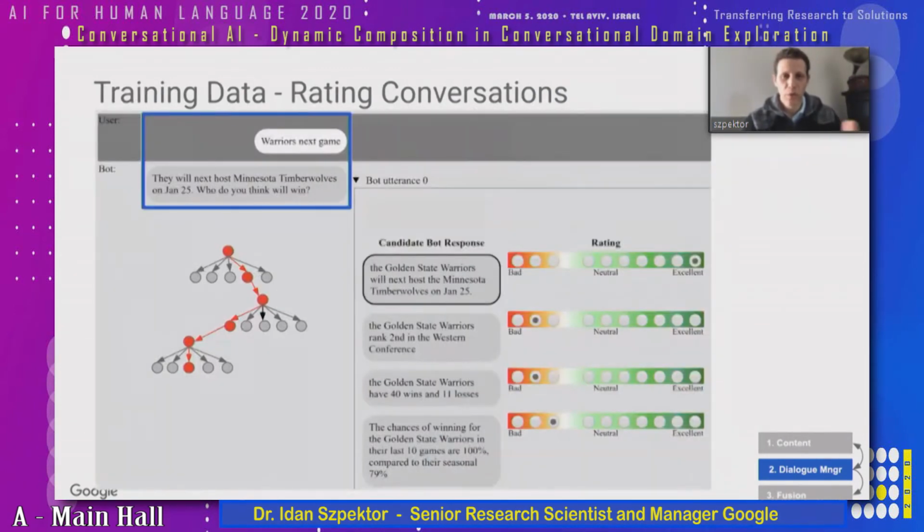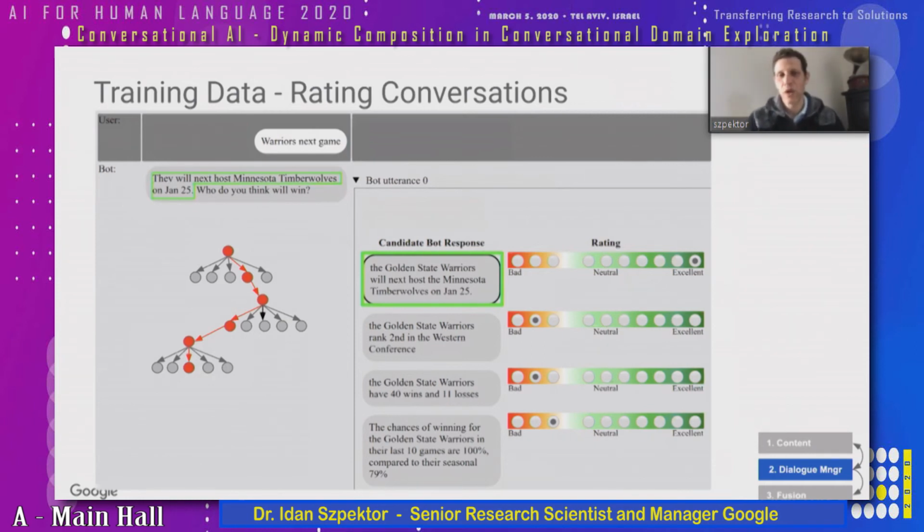And once we record a conversation, we go to our own rating tool. And there, the raters can go over their inputs and the responses and rate them. But the way they rate them, if you remember, the single bot response is composed from several utterances, like they will next host Timberwolves, and then who do you think will win? And for each one, we ask them to rate. So it's not rating the whole response, not even the whole dialogue, but actually deep diving to every utterance that's been selected and rate whether it was appropriate or not, that's interesting or not. So in this case, the rater might say, yes, it's pretty good.